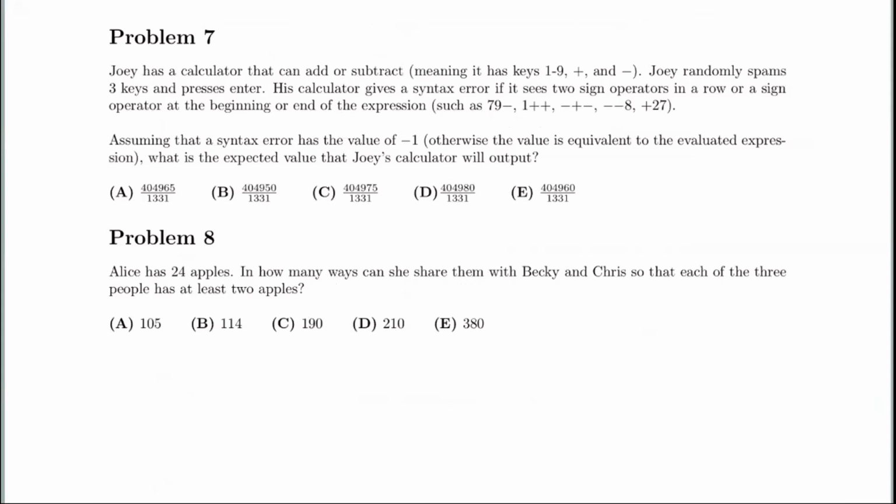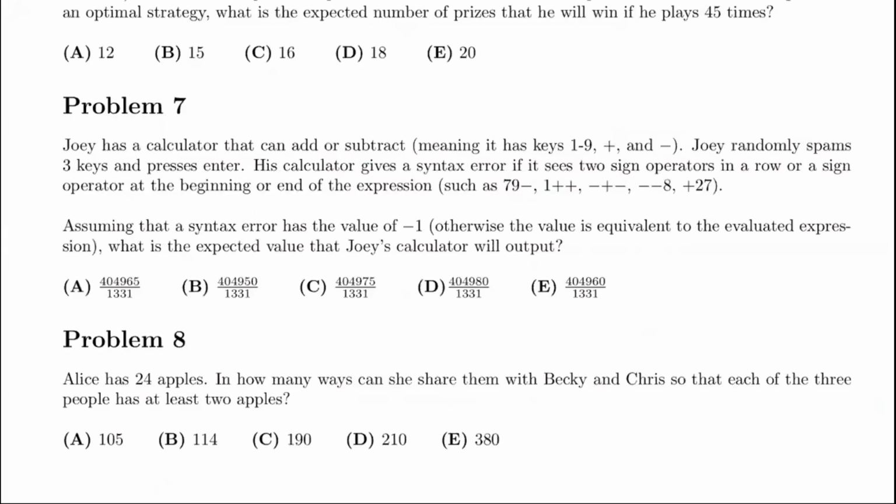Okay, let's go ahead and go over problem number 7. So the question states that Joey has a calculator that can add or subtract. So it has these keys, and he randomly spams 3 keys and he presses enter. His calculator gives a syntax error if it sees 2 sign operators in a row or a sign operator at the beginning or end of an expression. So just to give some context, if you see a negative here and then you see a number, this would not count as a positive case.